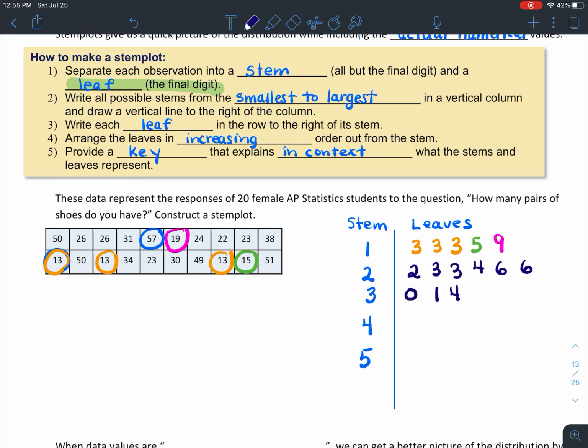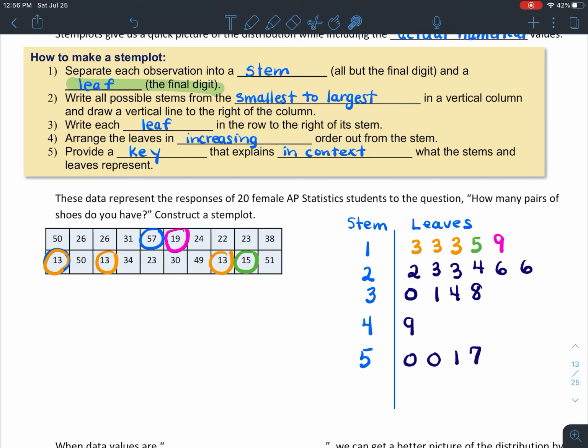One girl answered 30, 31, 34, and 38. There was one student who answered 49, 2 50s, a 51, and then the 57. Okay, by the way, if no one answered in the 40s, you still have to put a 4 here for a stem. You would just have no leaf over here. So once you start your stem, whatever the smallest and the largest is, you have to include all the numbers in between.